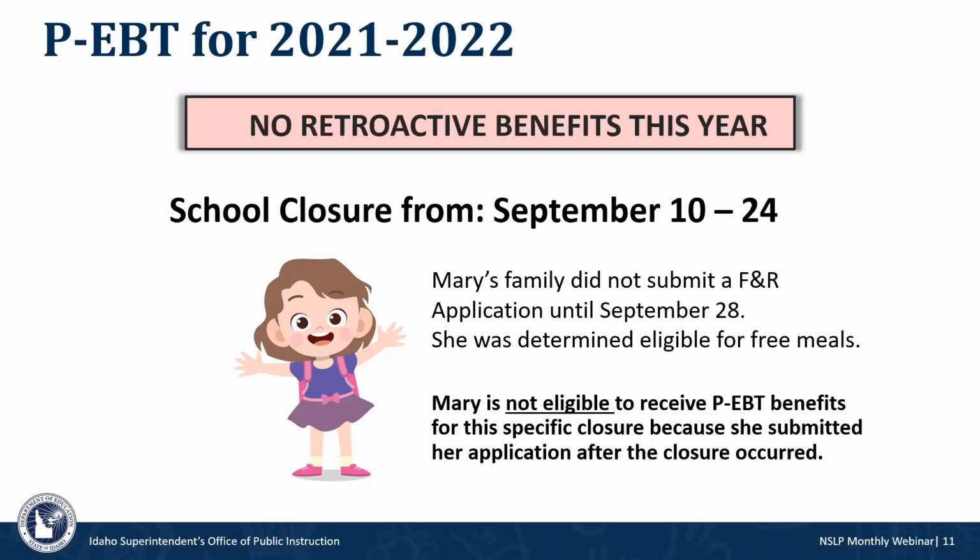The big change this year that may cause some concern, especially among parents, is that there are no retroactive benefits this year. So in this example, let's say your school closed from September 10th to the 24th, and Mary's family did not submit a free and reduced application until September 28th. She was determined eligible for free meals, but Mary is not eligible to receive PEBT benefits for the closure between September 10th and 24th because her application was turned in and determined after that date.